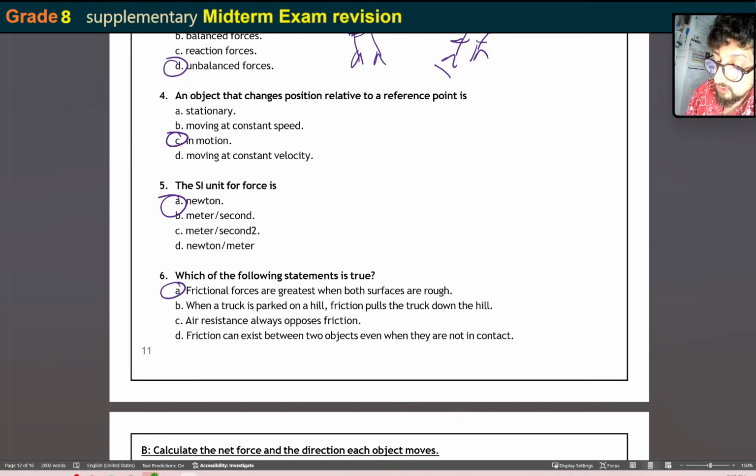Air resistance always opposes friction. No, air resistance is itself a type of friction because it's a contact force. Air is in contact with the vehicle, which causes friction. Friction can exist between two objects even when they are not in contact. No, friction is a contact force. It can only exist when the objects are in contact.